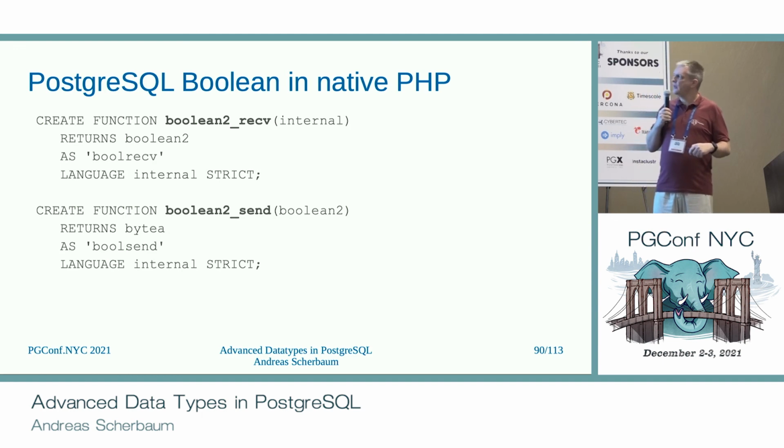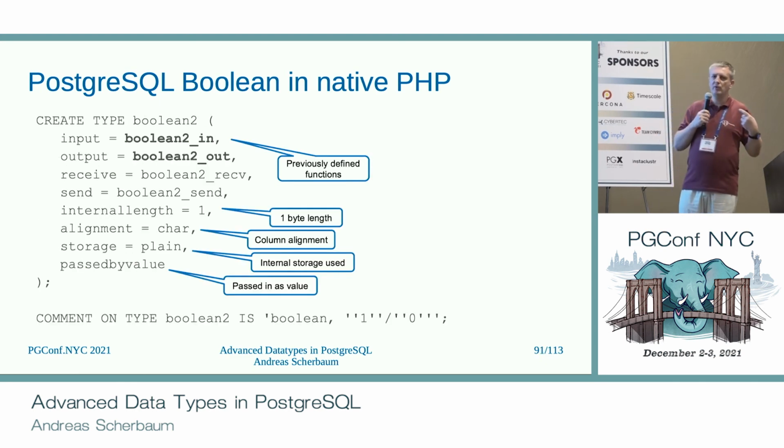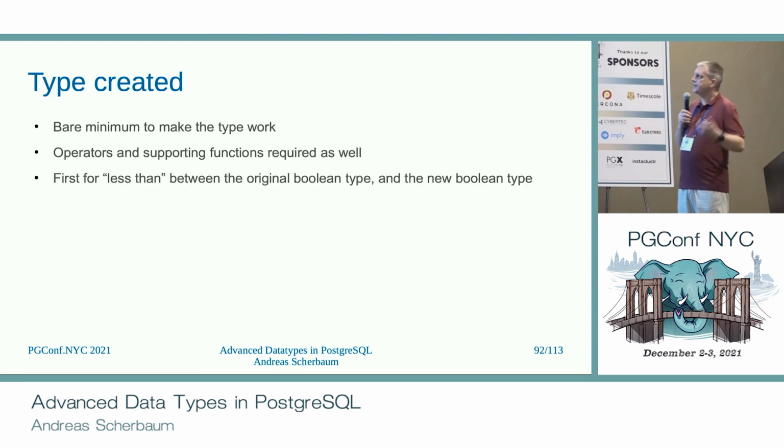We have a receiving function, a sending function for doing backups, etc. It's all the same, so we have the Boolean functions here. We just need to define them. And then we're going to create a new type. It's called Boolean2, because we chose this name. So here we are using the new functions we have: Boolean2 in, out, receive, and send. Everything else is like the original Boolean type. Of course, we add a comment on it. And we can already start using this type at this point. We cannot use analyze on it, we cannot do sorting, but we can use the data type.